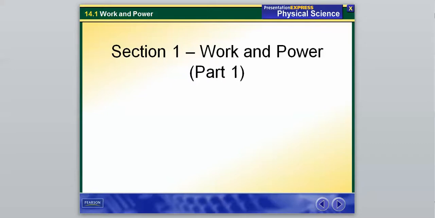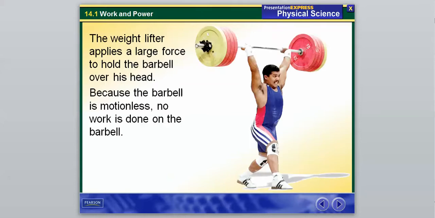So we'll jump right in, again, as usual, with our little introductory example. This one is a weightlifter. If you hear the words work and power, I could think it's pretty logical to relate a weightlifter to that. So it says the weightlifter applies a large force to hold the barbell over his head. Obviously, it's going to require quite a force to get that up to that point and to actually hold it there. He is exerting an upward force on that weight to keep it up there.